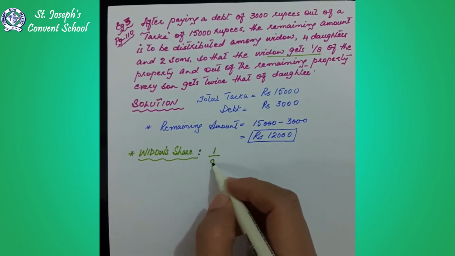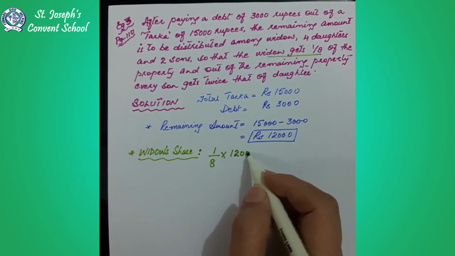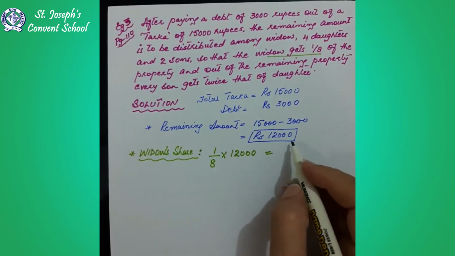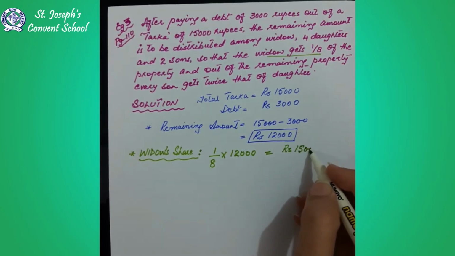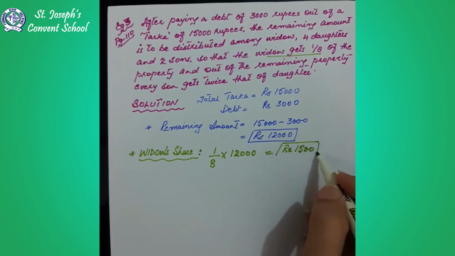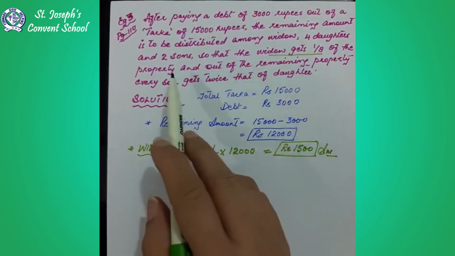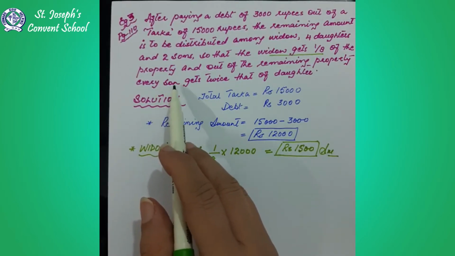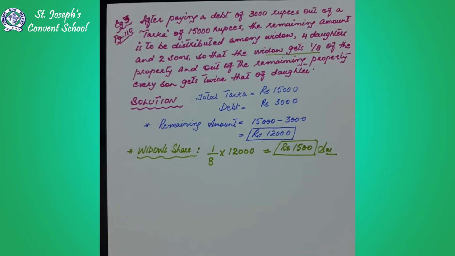So 1 upon 8 multiplied by this remaining amount 12,000. So you can use calculator. So 12,000 divided by 8, you will get rupees 1500. Now this is widow's share. So this is the answer. Widow will get rupees 1500. Now in the question it is mentioned that the remaining property you have to distribute among son and daughter. So first we'll find the remaining property, then we will distribute among the son and the daughter.